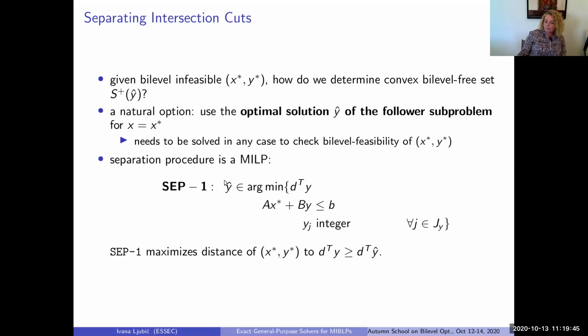And so clearly, the set S star has to satisfy that all the points for which the objective value is greater or equal than d^T y hat are going to be infeasible. And so we have the choice of the set S plus y hat. Okay? So what does it mean for the separation? Obviously, that means that each time you have to get rid of a bilevel infeasible point, you have to solve an MILP, which means you have to solve an NP-hard problem.